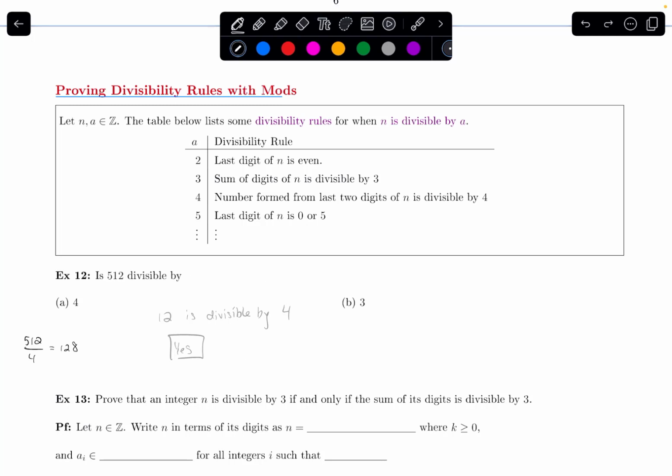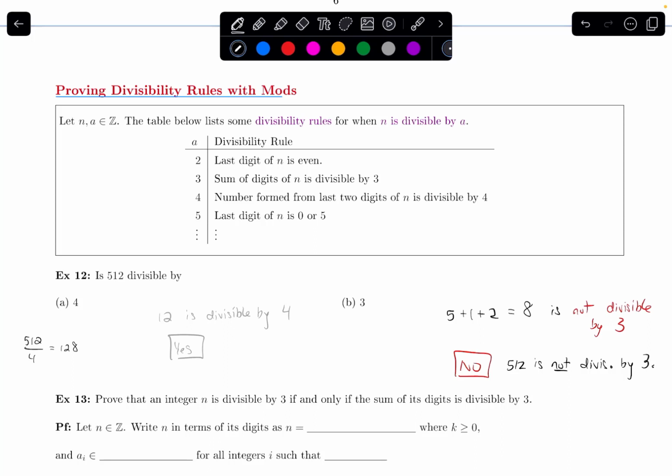All right, is it divisible by 3? Let's check that according to this rule. I have to add the digits together: 5 plus 1 plus 2 gives me 8. But unfortunately, that is not divisible by 3. The sum of the digits is not divisible by 3. So that means the number 512 that I started with is not going to be divisible by 3. So no, 512 is not divisible by 3.